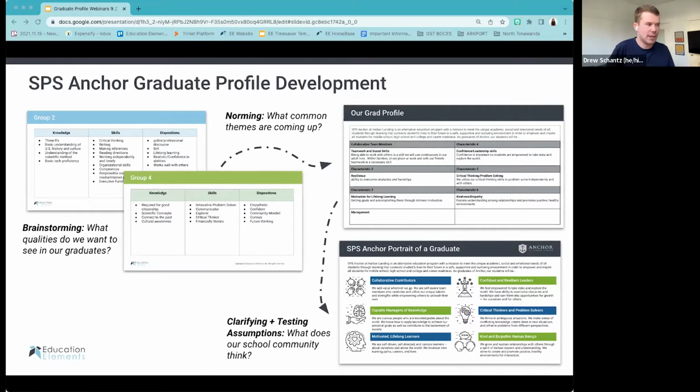When we started this process, I think it was September 2020, so very peak COVID, we were engaging in this process obviously virtually. It really came about from the lens of shifting to more of a competency-based model for Anchor. And we started the process pretty similarly to how Marisa outlined the Arkport process started. We asked the group of teachers that was with us, what are the things that you really think are important for learners to walk away with upon graduating from Anchor?